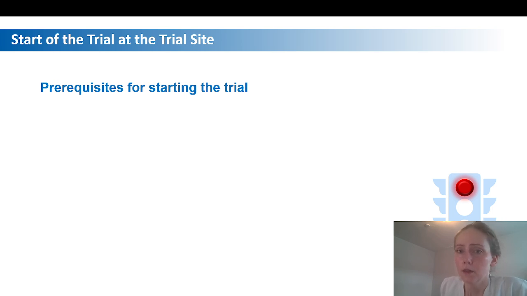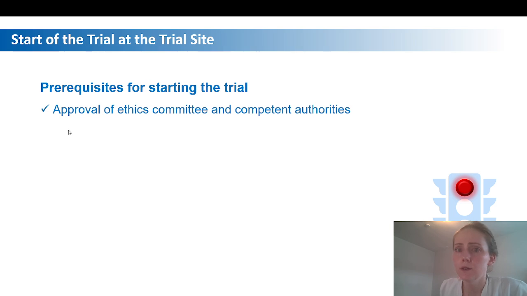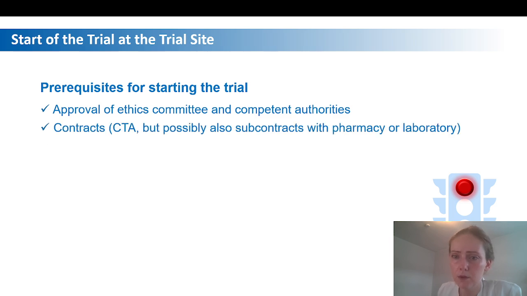Among some other things, the site initiation visit is a prerequisite for starting the trial at the site. Let's have a closer look at the requirements. First of all, it is important that the approvals from the ethics committee and the competent authorities are obtained. Furthermore, contracts should have been reviewed, negotiated, and approved, including the CTA and, if necessary, subcontracts with pharmacies and laboratories. Comprehensive insurance policies have been concluded and are in effect.